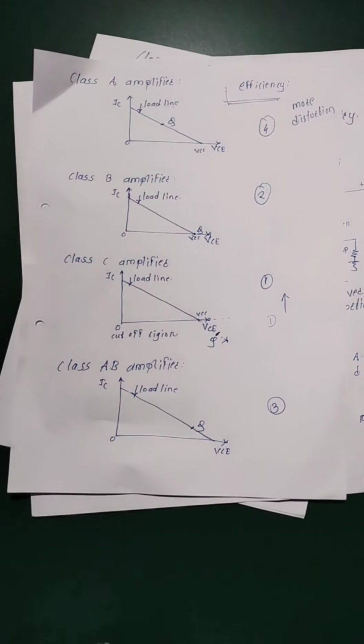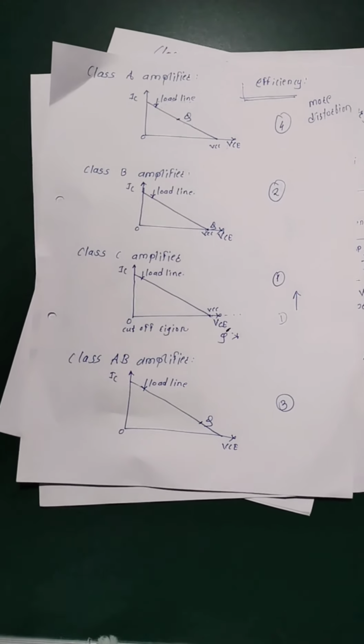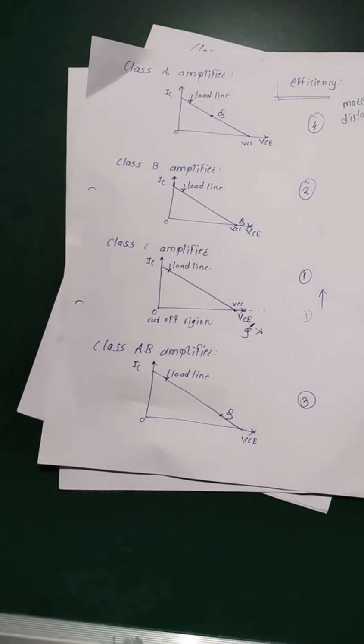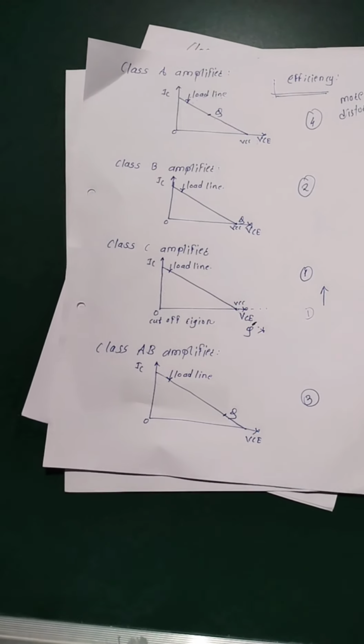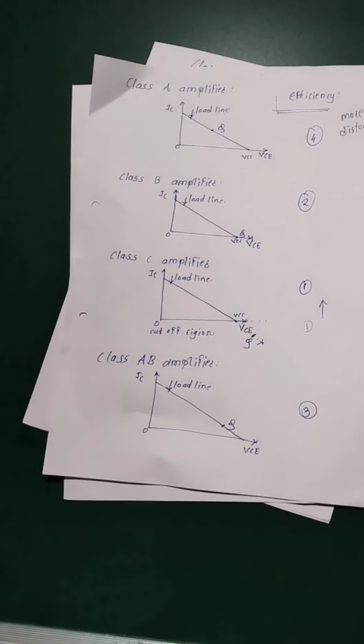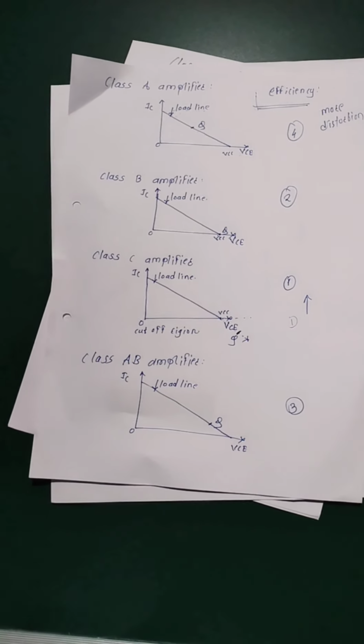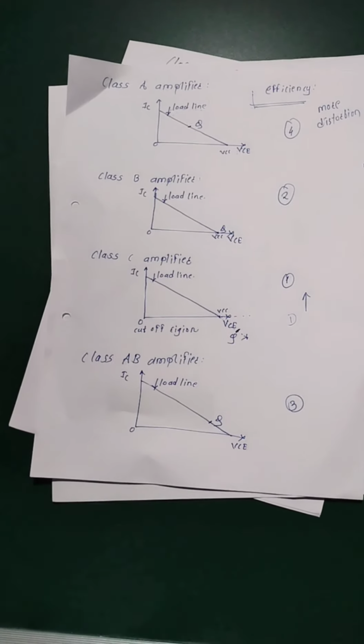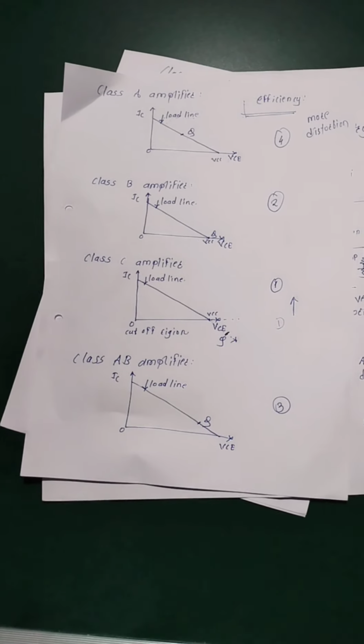Moving towards the efficiency of an amplifier, the class C amplifier will have more efficiency, then class B, then AB and then A. So class A will have minimum efficiency, because of which the distortion will be more in class A amplifier and the distortion will be less in a class C amplifier.